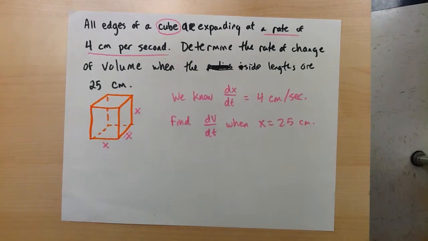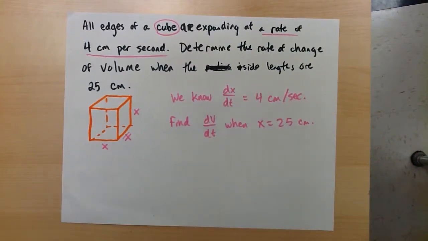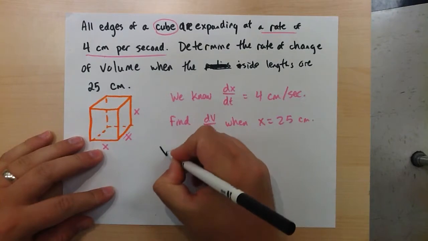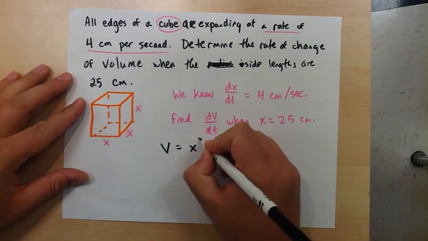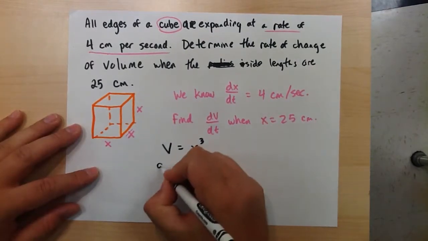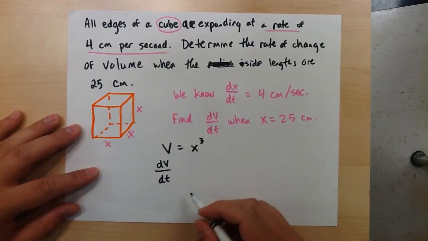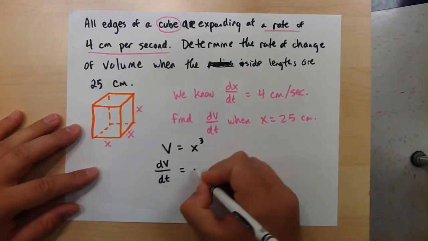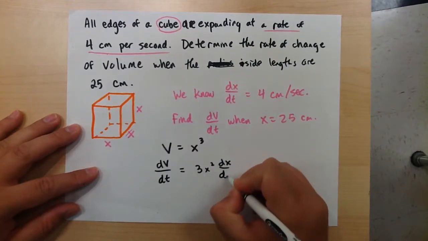So we need a relationship between the 2 variables really here, between V and X. So you hopefully all remember the original volume formula you were ever taught, length times width times height. So your volume equals X cubed. Now we're going to take the derivative and say, okay, the rate of change of the volume equals 3x squared dx over dt.